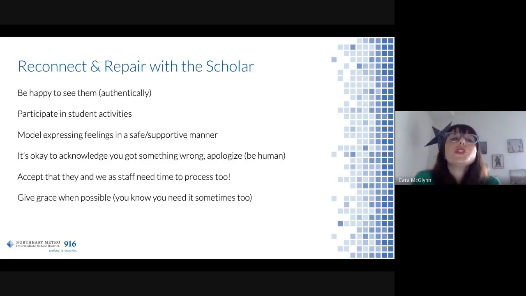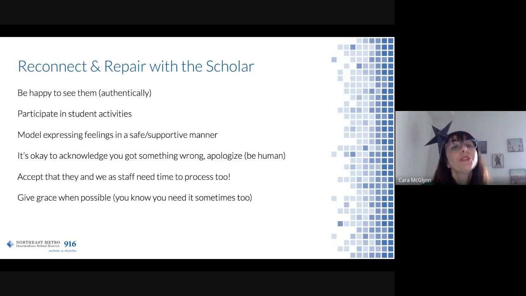So, just to wrap up, some final things about post intervention. Again, after all three of these scenarios, it's important that we reconnect and repair with the student. Sorry, it's a scholar here. The site I work at, we use both interchangeably. In order to reconnect and repair with a student, every day you have to show up and be happy to see them authentically. And if you can't do that that day, again, we're human, but make sure that somebody is there who can show up for them and be happy to see them.